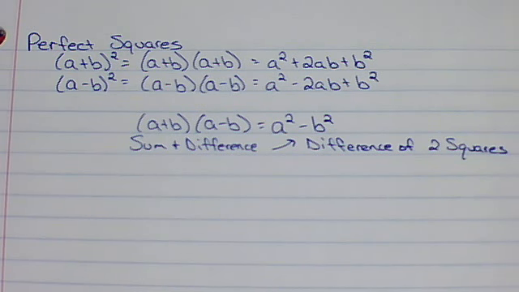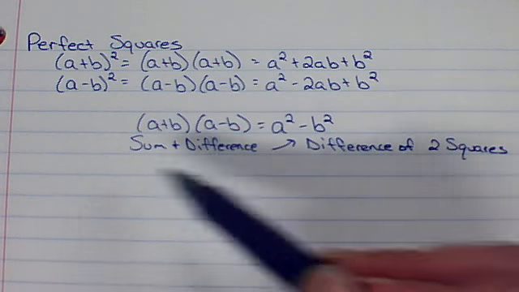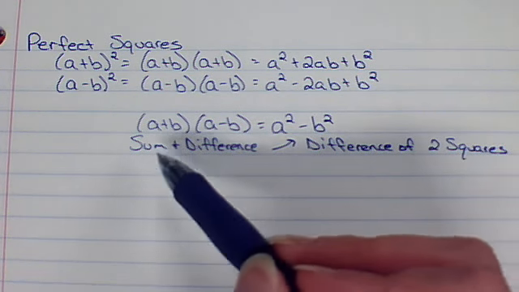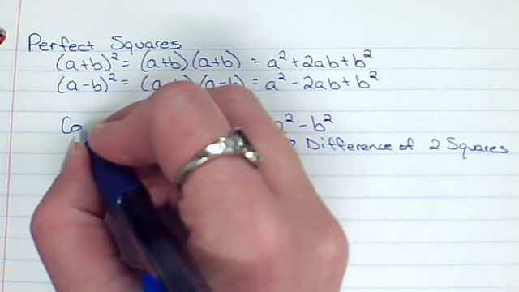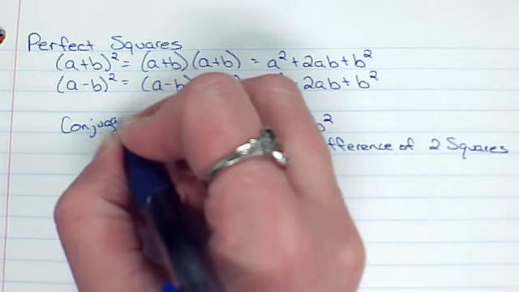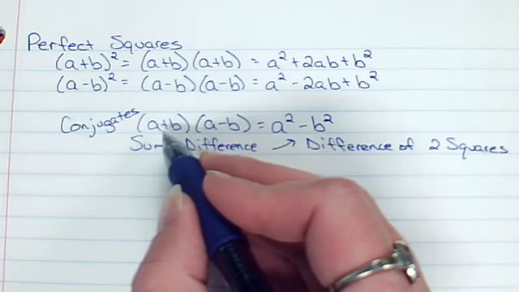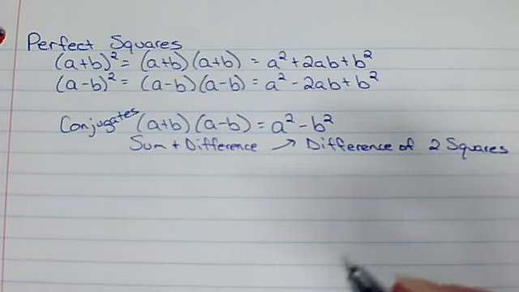When we're factoring, some things we need to look out for are some patterns. We've already talked about perfect squares having a pattern. And we've already talked about the difference of two squares. It's when we have a sum and difference, or these are also called conjugates. Conjugates are when you have one that's being added and one that's being subtracted. Same thing.